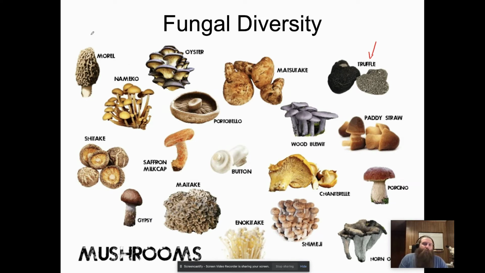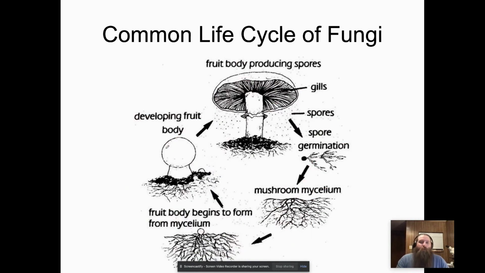Very expensive. The morel mushroom is one that we have here. I happen to find them very delicious. They're quite good. Shiitake mushrooms you've probably heard of. Button mushrooms are great in omelets, so are portobello mushrooms. You know, the list goes on, right? So, useful things. Now, the common life cycle of a fungus is pretty simple.